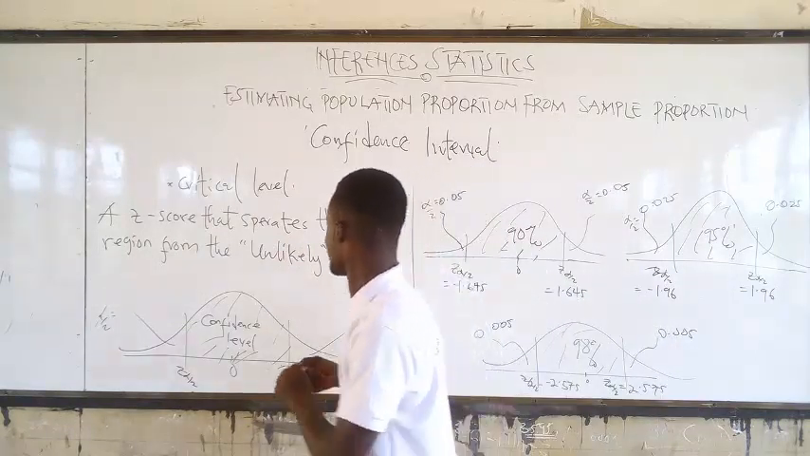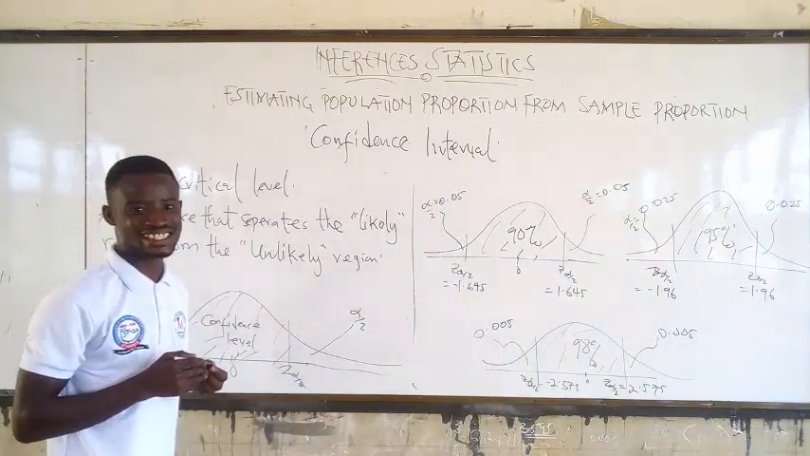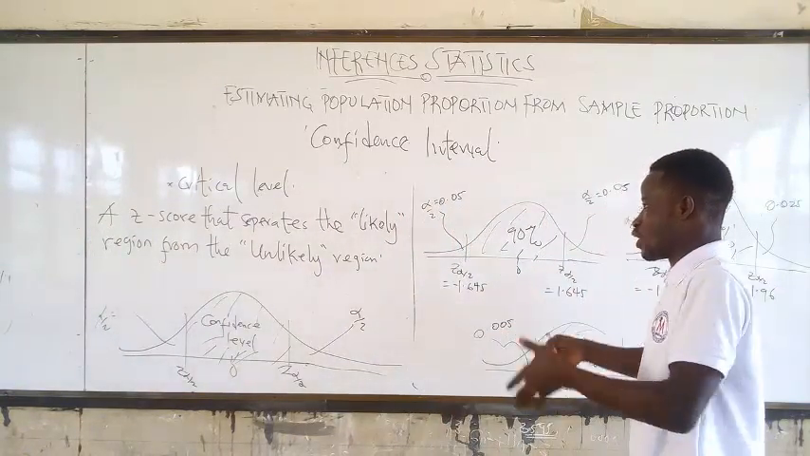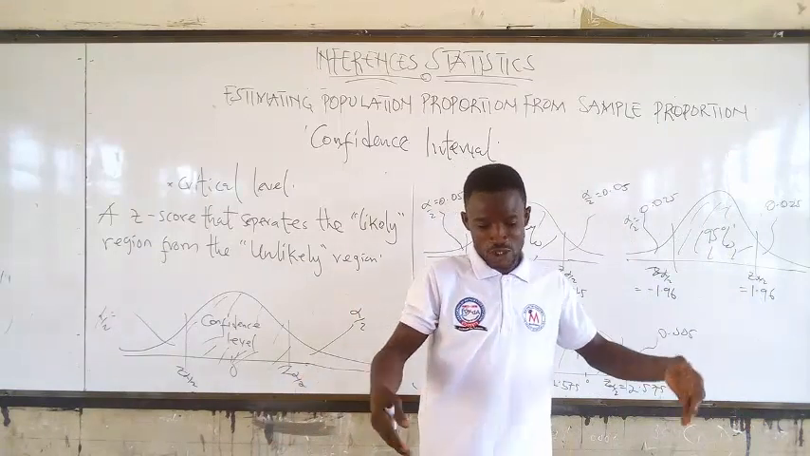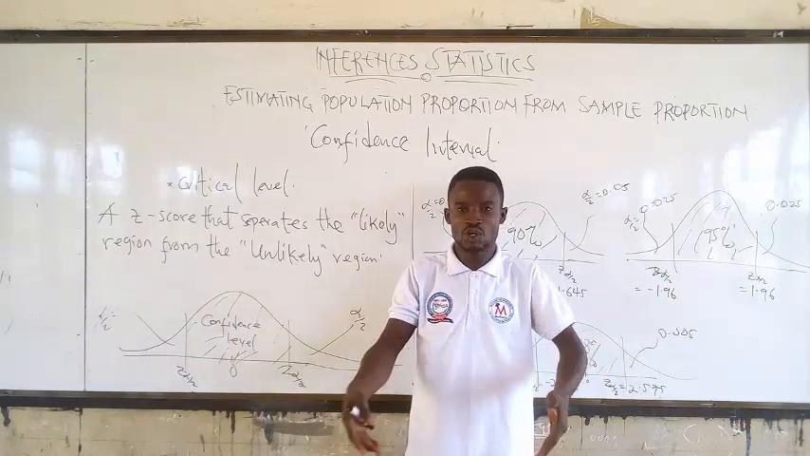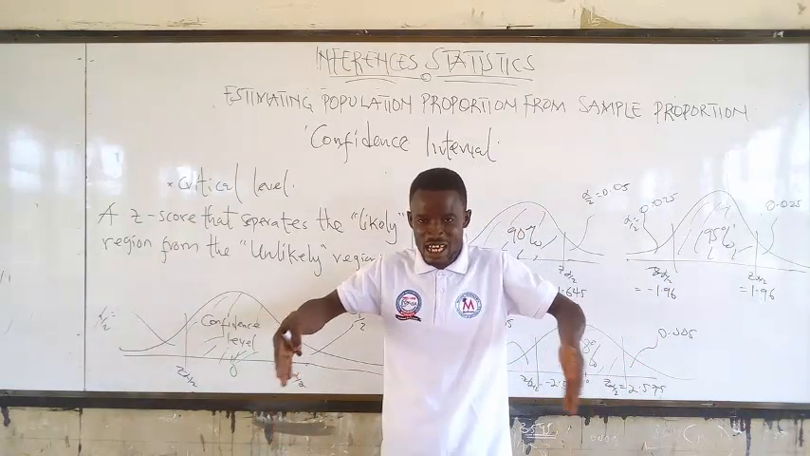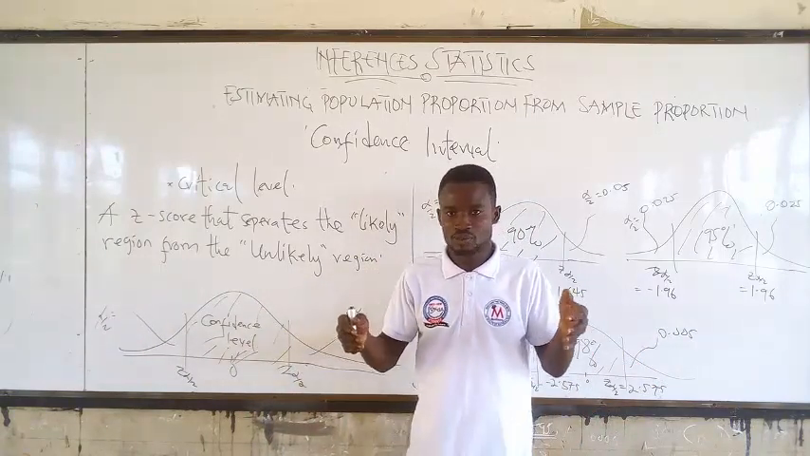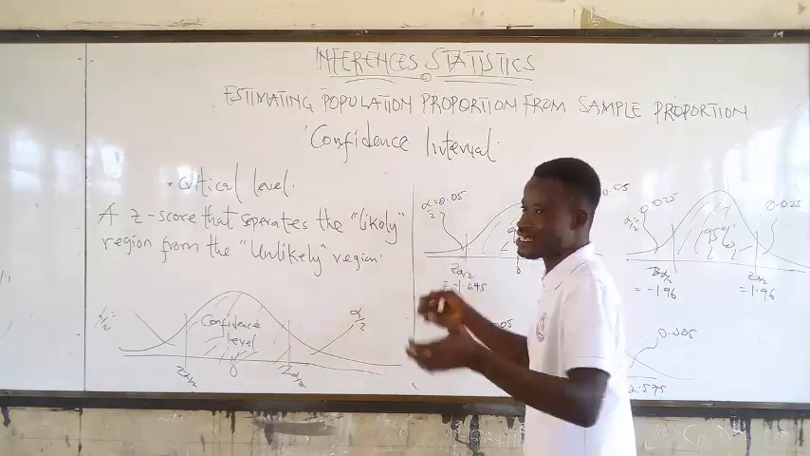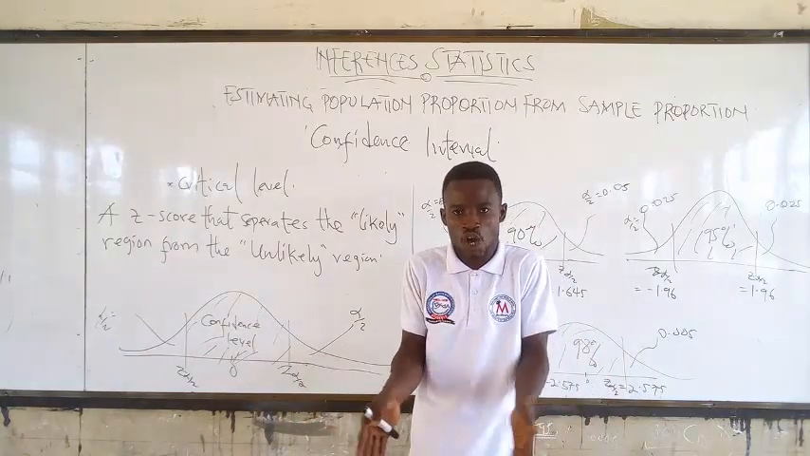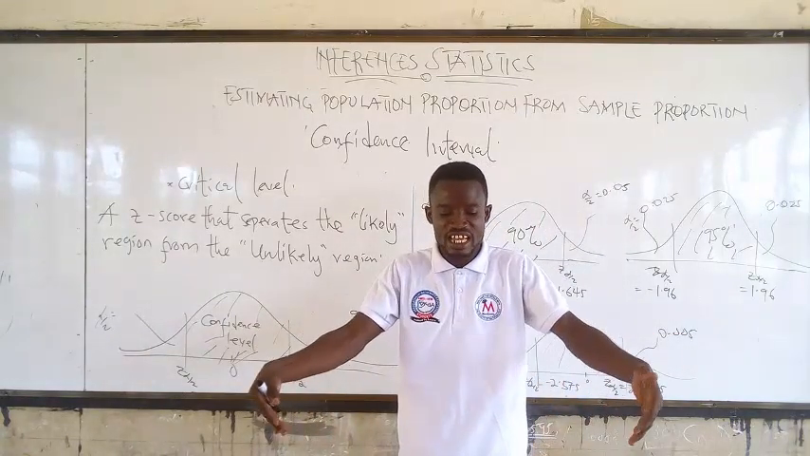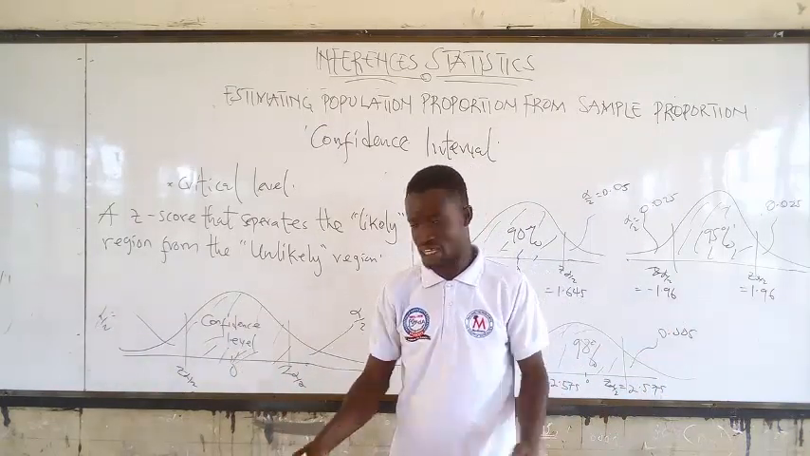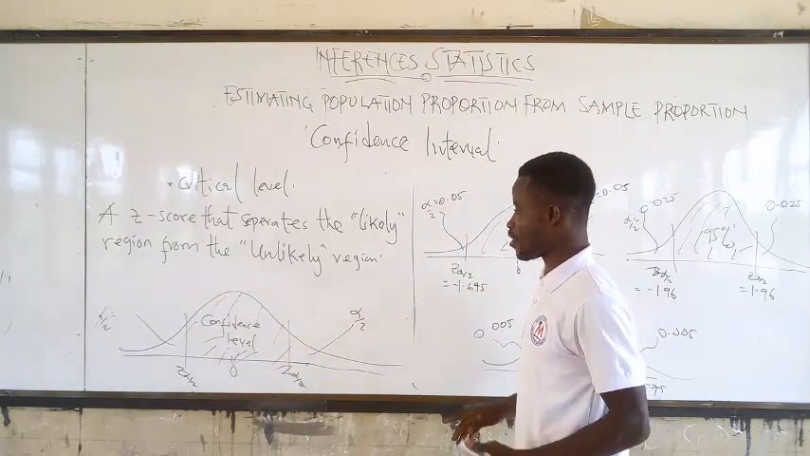That separates the likely region from the unlikely region. So the z-score will help you identify the likely part and the unlikely part. In dealing with the confidence interval, it will help us to know how much confidence we have, or the interval that we are being confident about. Alright.